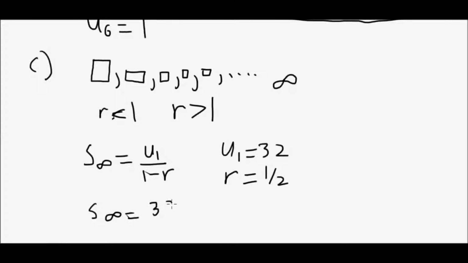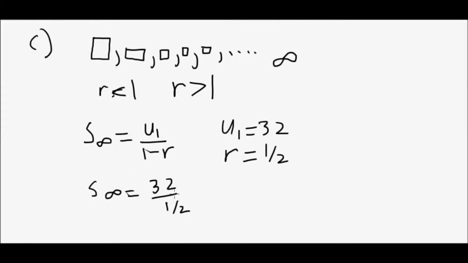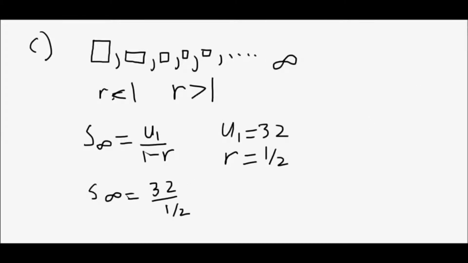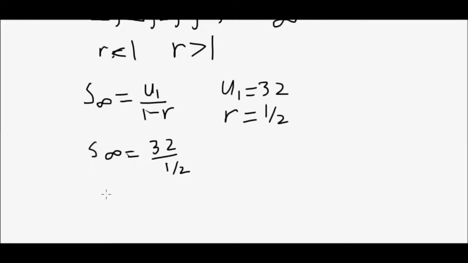So 32 over 1/2. Now I just skipped a step here, and basically I did 1 minus 1/2, which is the same as just 1/2. So I just simplified the process and put that right there. And we can see that the sum of this infinite series is 64.